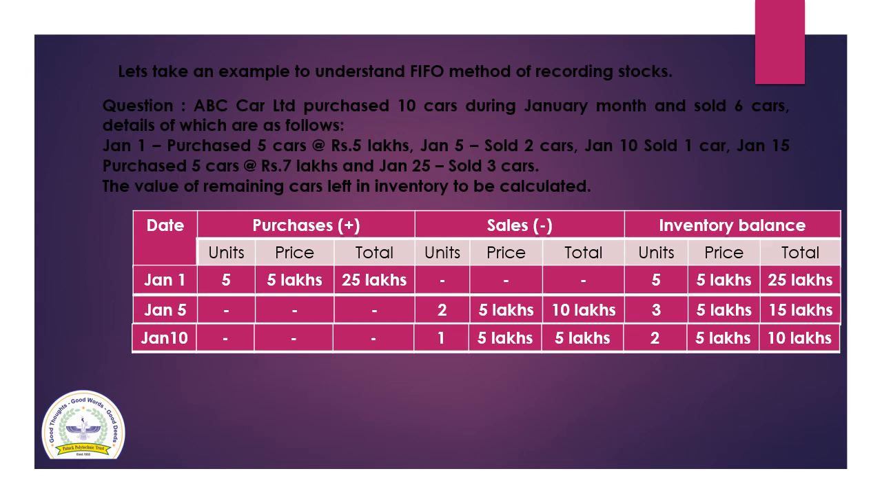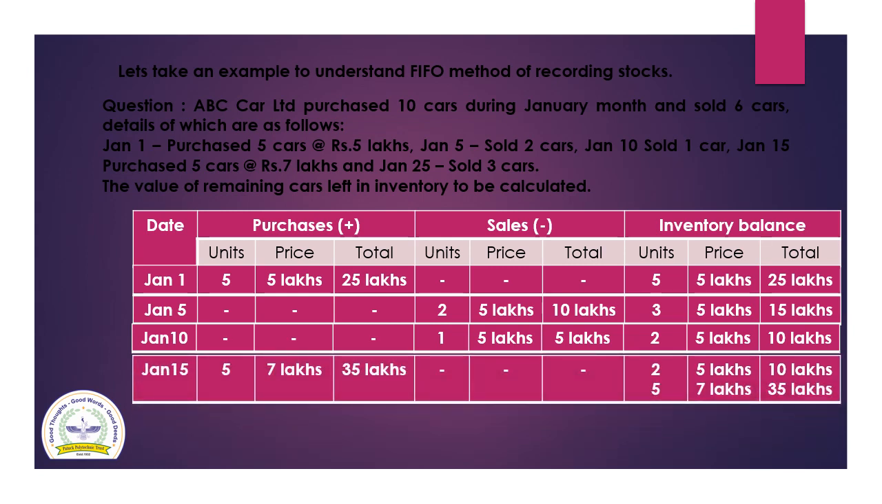Then the next transaction, Jan 10, again they have sold 1 more car. So the transaction will be recorded in the sales column, 1 car as 1 unit, price 5 lakh rupees and total cost 5 lakh. 1 into 5 comes to 5 lakh. And the inventory left with us is only 2 cars now, so 2 units at 5 lakh each, that means 10 lakhs is the total cost.